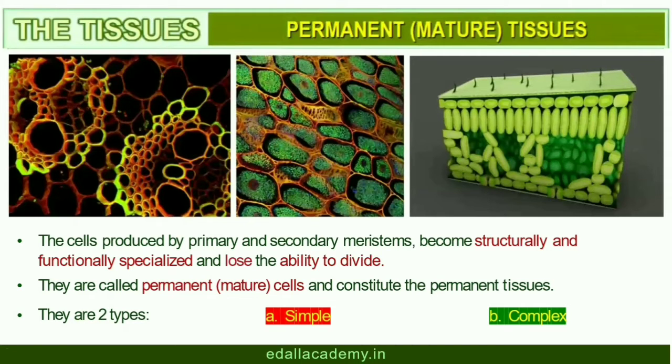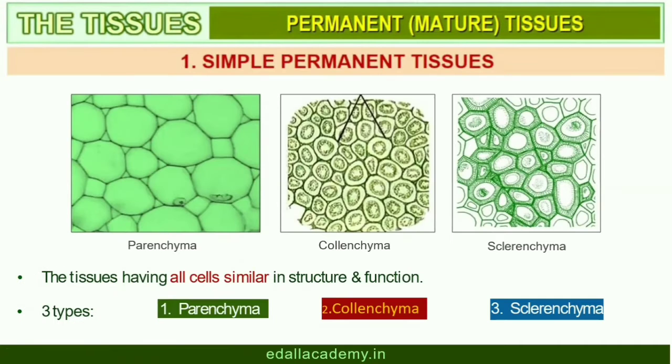Type 2. Permanent tissues. The cells of the permanent tissues do not generally divide further. Permanent tissues having all cells similar in structure and function are called simple tissues. Permanent tissues having many different types of cells are called complex tissues. First type of permanent tissue is simple tissues.